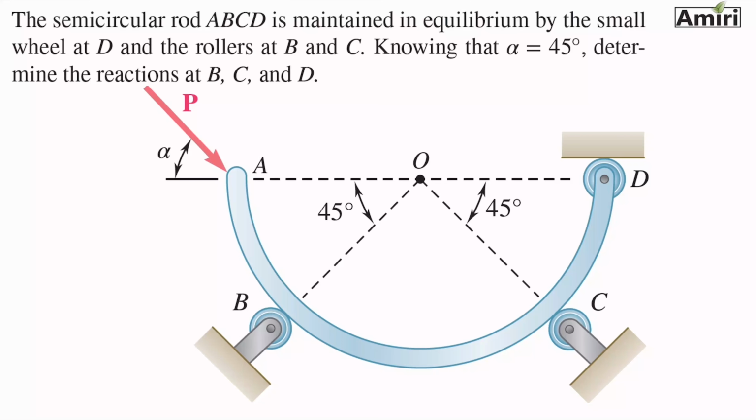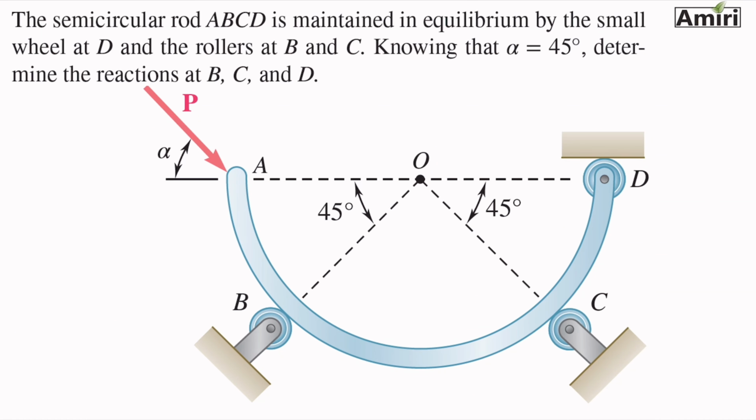Welcome back to another rigid body problem, equilibrium of a rigid body. A semicircular rod ABCD is maintained in equilibrium by the small wheel at D and the rollers at B and C. Knowing that alpha is 45 degrees, determine the reactions at B, C, and D.